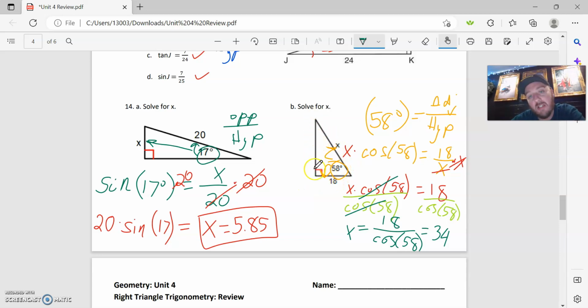58, that's a really big angle here, but x, take a look at x. X is going to be pretty big because, I mean, this is 18 and it's on the smaller angle side. So x is going to be pretty big. So yeah, 34 makes sense.